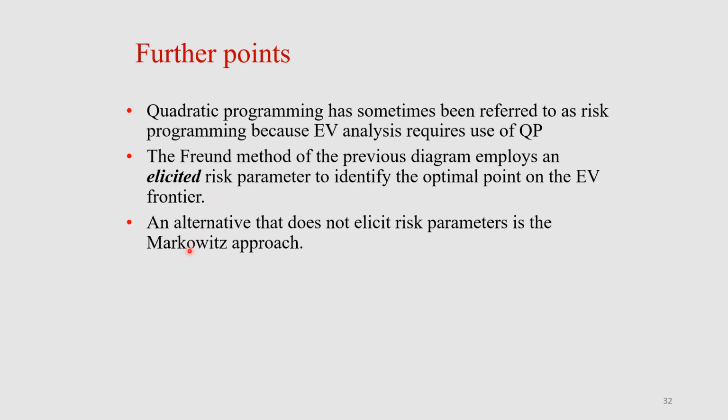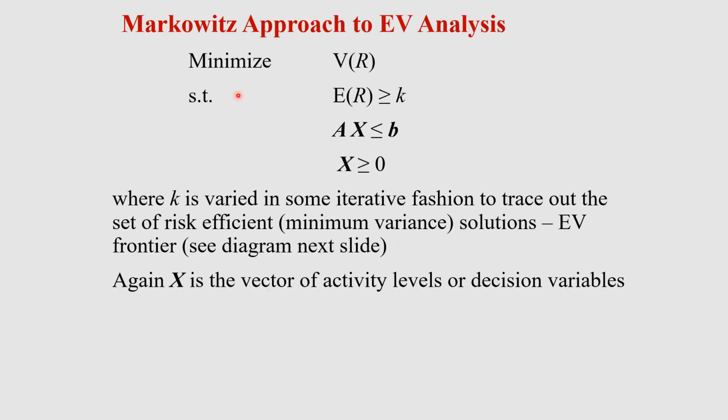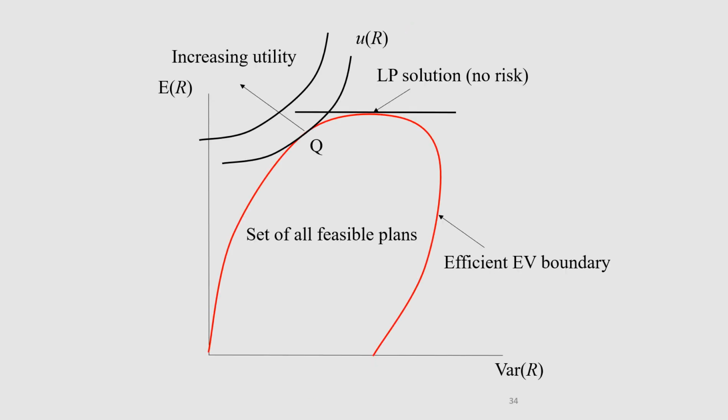Now the alternative approach that does not elicit these risk parameters is the Markowitz approach. The Markowitz approach is to minimize the variance subject to the mean of your income being greater than or equal to some k, which is varied in some iterative fashion to trace out the set of risk efficient, so minimum variance, solutions. And we see that in the next slide. Again, x is the vector of activity levels or decision variables. So here we have the set of all feasible plans.